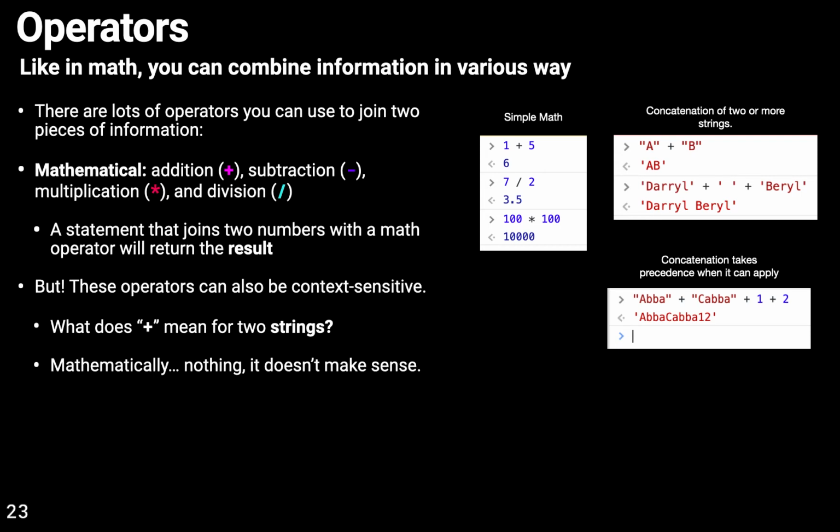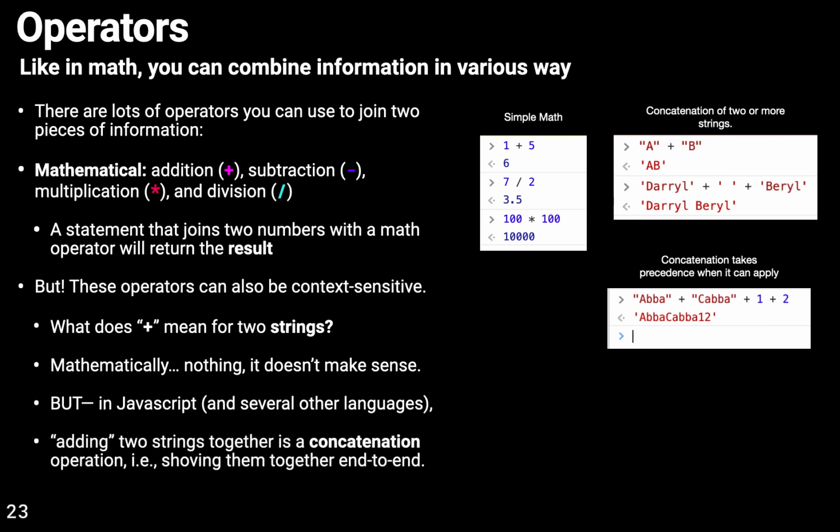Mathematically, there's no operation to add two strings together. That doesn't really make sense mathematically. But in JavaScript, and a few other languages similar to this, adding two strings together, in quotes, is a concatenation operation, meaning you shove them together end to end to create a new string. So the example on the right side here, A, the string, plus B, the string, equals the string AB. Daryl plus a space, a string with a single space in it, plus Barrel is the name Daryl Barrel.